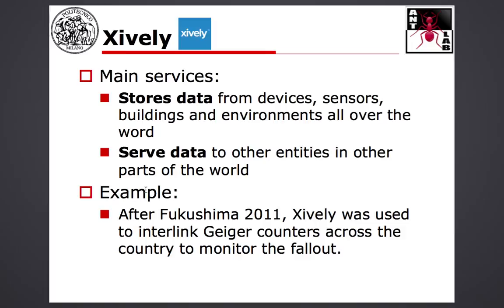So just to give you an example of why these two things are interesting, even if they may seem very, very trivial. In 2011, after Fukushima, I guess you remember the earthquake with the tsunami and the radiation problem they had. People in Japan started using Xively to interlink Geiger counters, which are the sensors for radiation fallout, across Japan, to monitor how this fallout was evolving. This was a completely non-official activity that started from people just because they had access to this cloud service. So they were putting data coming from these Geiger counters online in order to see whether there were places in Japan where this fallout was dangerous or not.